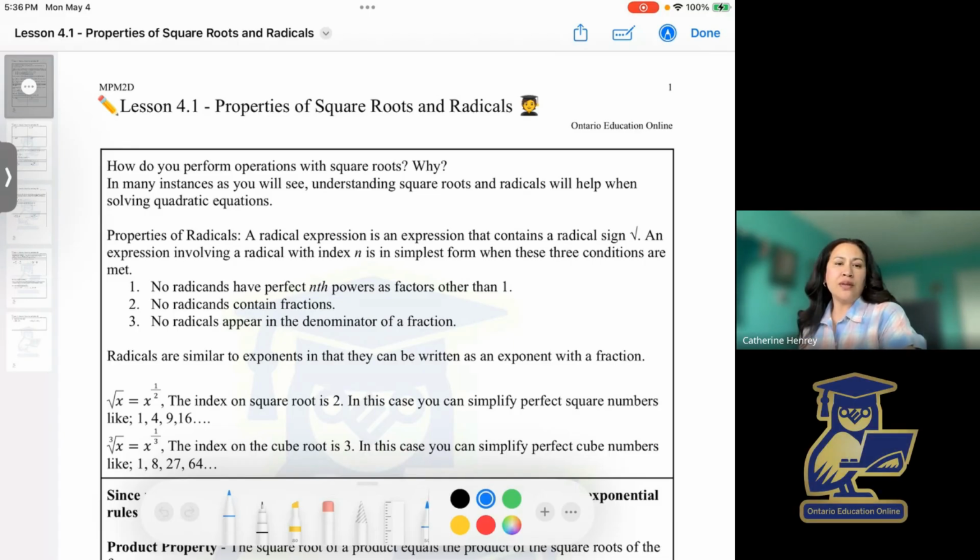Hey everyone, here we go with lesson 4.1. We're going to take a look at properties of square roots and radicals. So we're pausing here just for a little bit to step away from solving quadratics to take a look at properties of square roots, because this is going to be very helpful in the next couple of lessons where we go back to solving equations. So let's take a look.